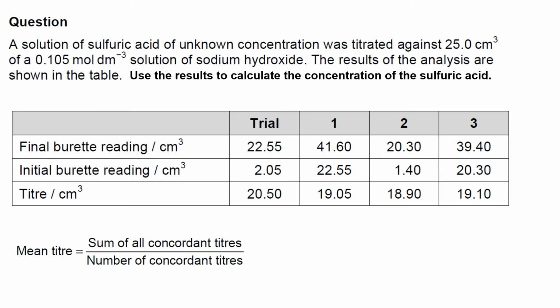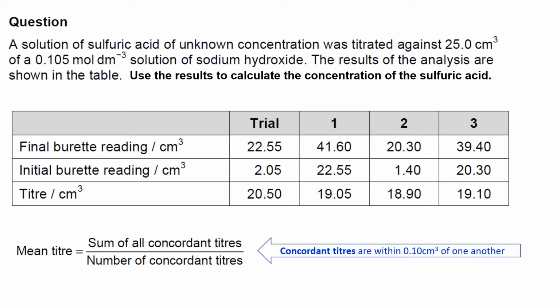Hello, welcome to this clip taking you through how to use the results of a titration to calculate the concentration of an unknown solution. So here's a typical question where it says that the solution of sulfuric acid has an unknown concentration and it's titrated against 25 centimeters cubed of a 0.105 mole per decimeter cubed solution of sodium hydroxide. So the sodium hydroxide is your standard solution, and it gives you the titration readings to the nearest 0.05 centimeters cubed. So the first thing to do is to work out the mean titer.